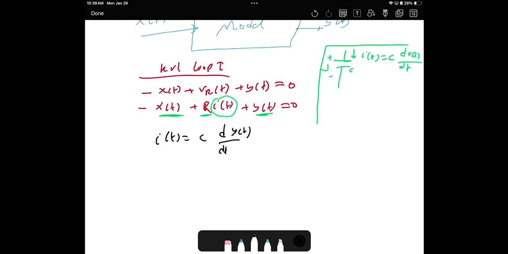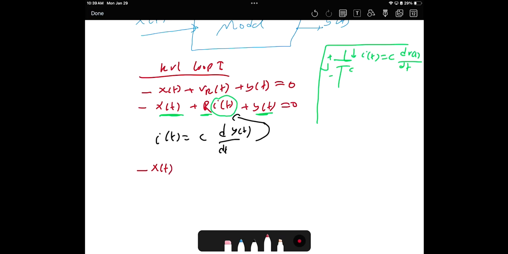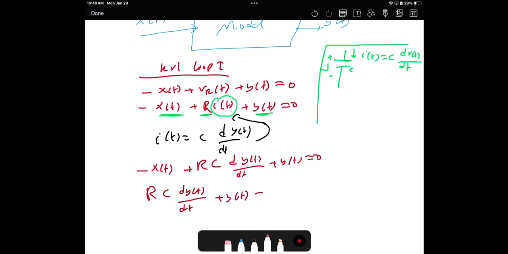Now let's substitute this in the equations. We can substitute this here. This yields negative x of t plus R times C dy of t by dt plus y of t equals to 0. Okay? Now, let's move x of t to the other side. So it will be RC dy of t by dt plus y of t equals to x of t. Okay? Now I have everything written in inputs and outputs with constants.